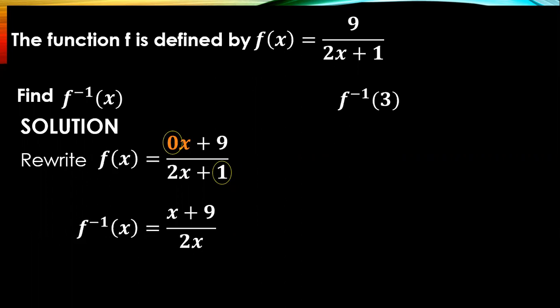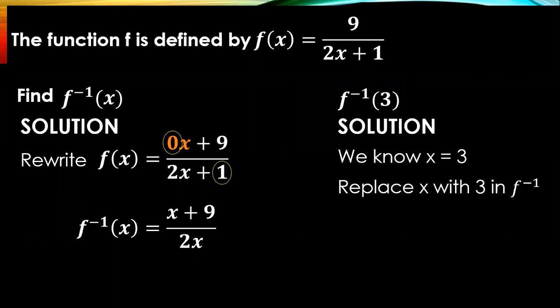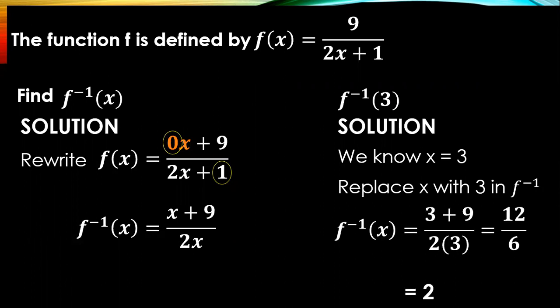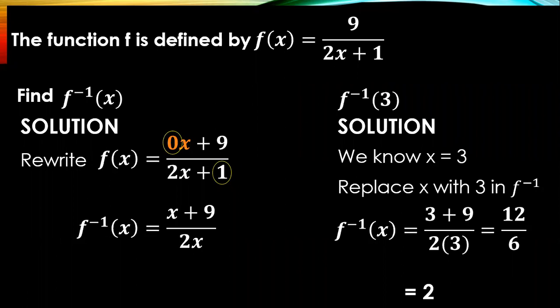The inverse of f of 3. We know that x is 3, so we are going to replace x with 3 in the function f of x inverse. When we substitute, we are going to get 3 plus 9 all divided by 2 times 3, which is equal to 12 divided by 6. So my final answer is 2. Therefore, when x is 3, y is 2.